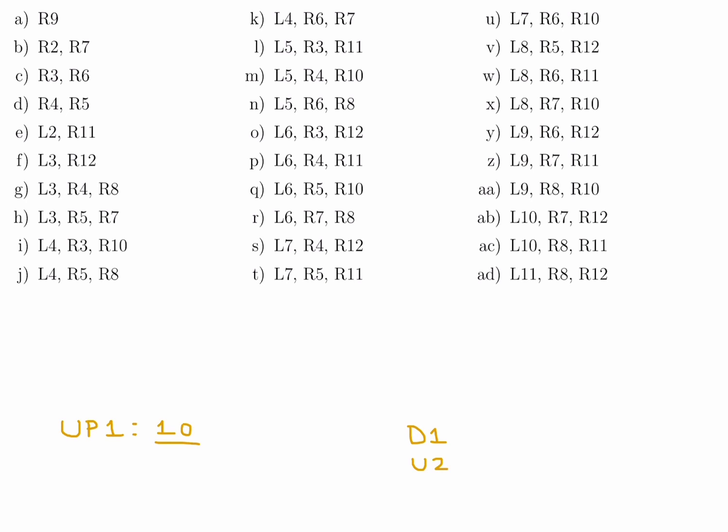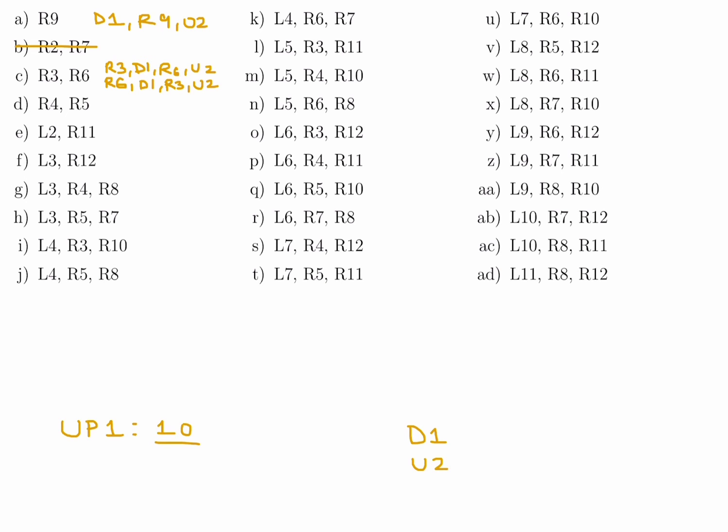So the first one will be D1, R9, and then U2. This one, there's no way to use the D1, U2 combination. So we go to C. C would give me the following four: R3, D1, R6, U2, or R6, D1, R3, U2.